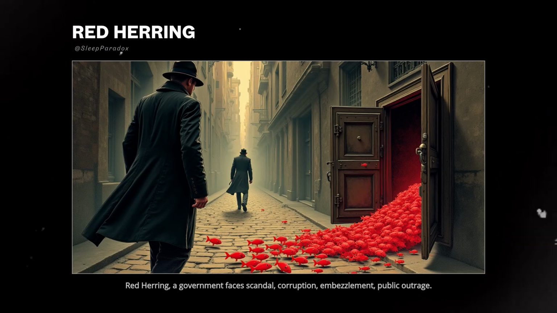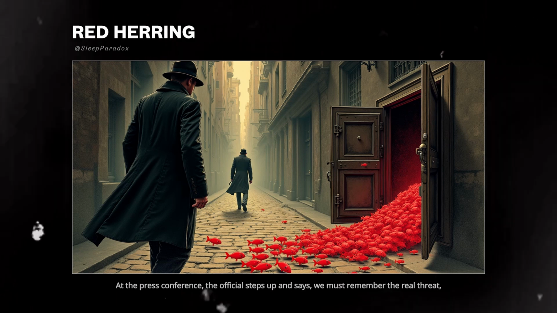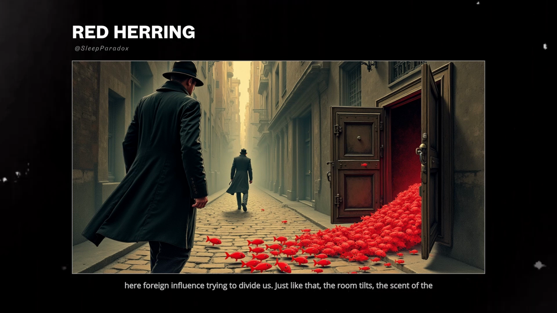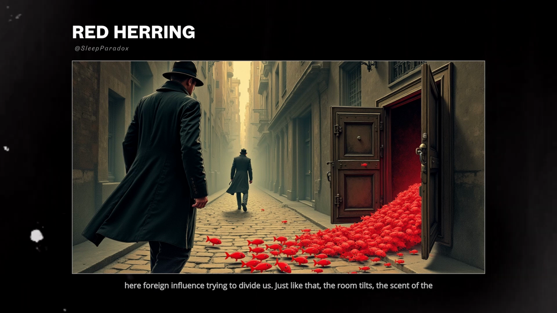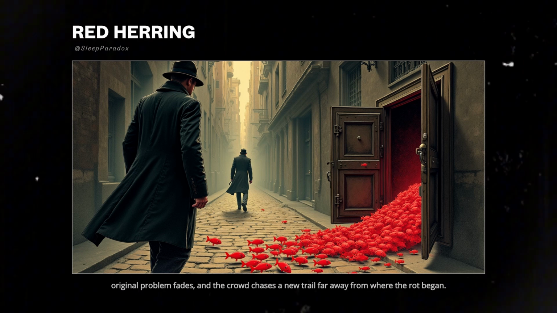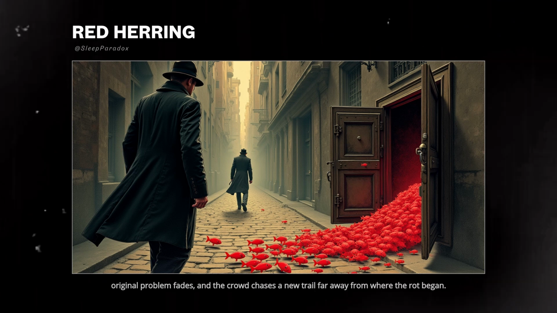Red herring. A government faces scandal, corruption, embezzlement, public outrage. At the press conference, the official steps up and says, "We must remember the real threat here, foreign influence trying to divide us." Just like that, the room tilts. The scent of the original problem fades, and the crowd chases a new trail, far away from where the rot began.